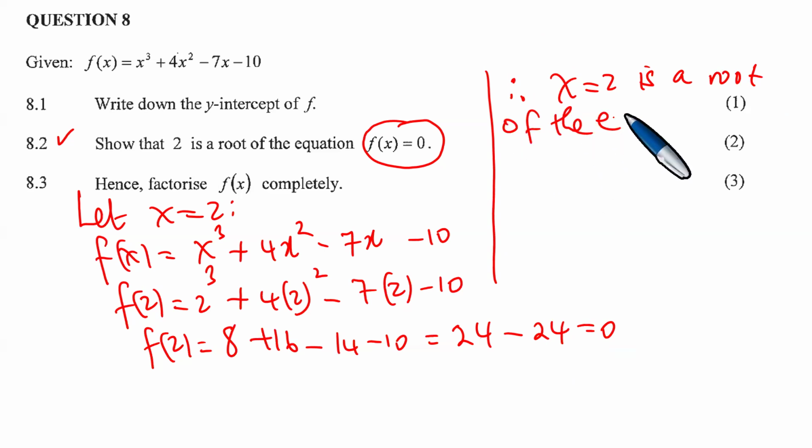Now, this equation has multiple roots, but x equals 2 is a root of the equation f of x equals 0. Take note of this as we move forward, because there are a lot of things that we will make mention of as we move along.